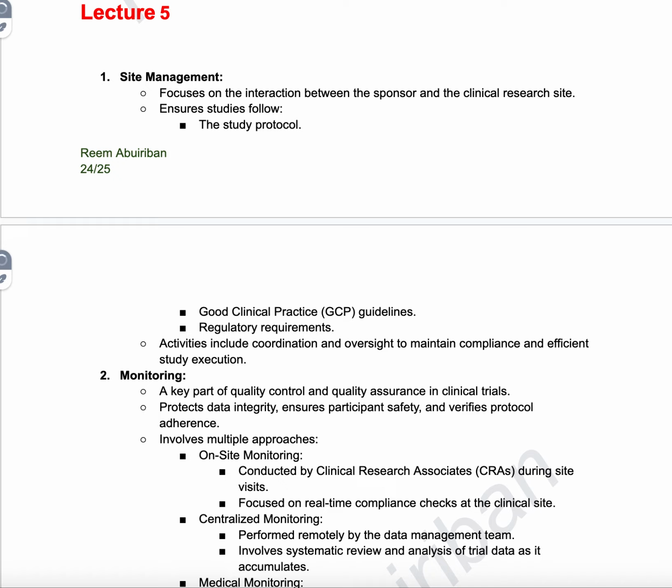We continue with the lectures of a clinical trial. So we will start with lecture 5. It's about site management and monitoring. All of the lecture today is about site management and monitoring.